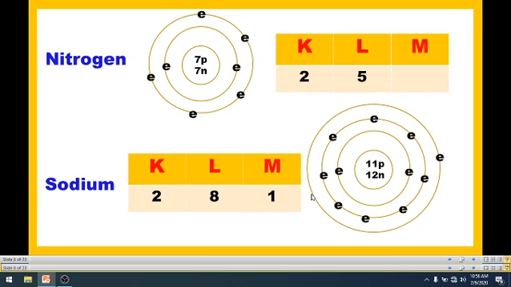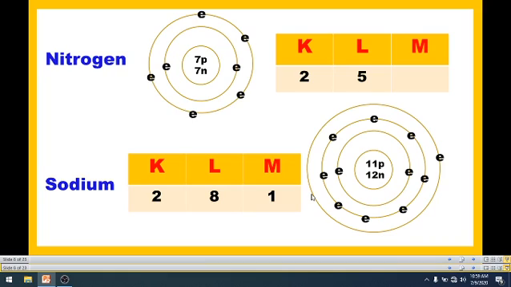Okay, so how to draw the electronic configuration? For nitrogen, you know that it has 7 protons and 7 neutrons, which will be placed in the nucleus because the nucleus contains protons and neutrons. And electrons are revolving around the nucleus. In the K shell we want to keep 2 electrons, and in the L shell we want to keep 5 electrons. So this is how we need to draw an electronic configuration.